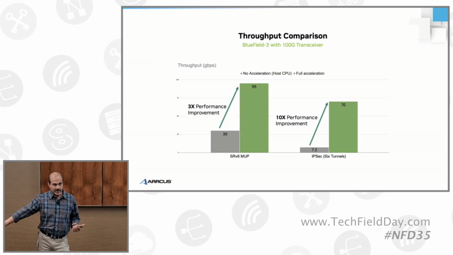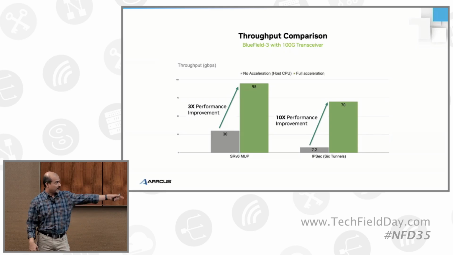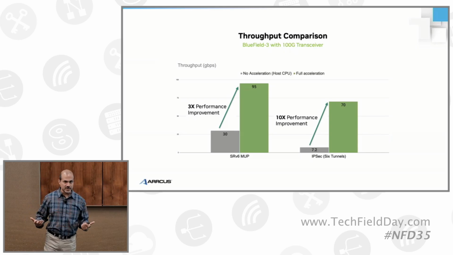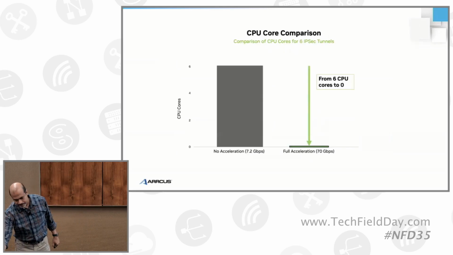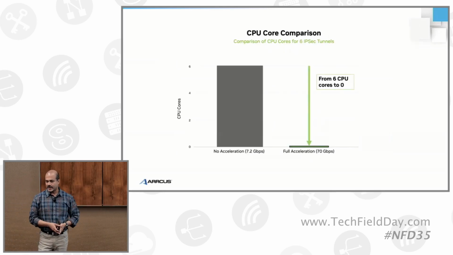when we didn't have the BlueField 3. But when we enable IPsec encryption and decryption using the BlueField 3, we go up to about 70 gigs without using any of the host CPU cycles for this. This depicts what I just said, right? You go from using about 6 cores of the host CPU for doing IPsec to 0 cores, and you achieve about 10 times the throughput by using BlueField 3s.